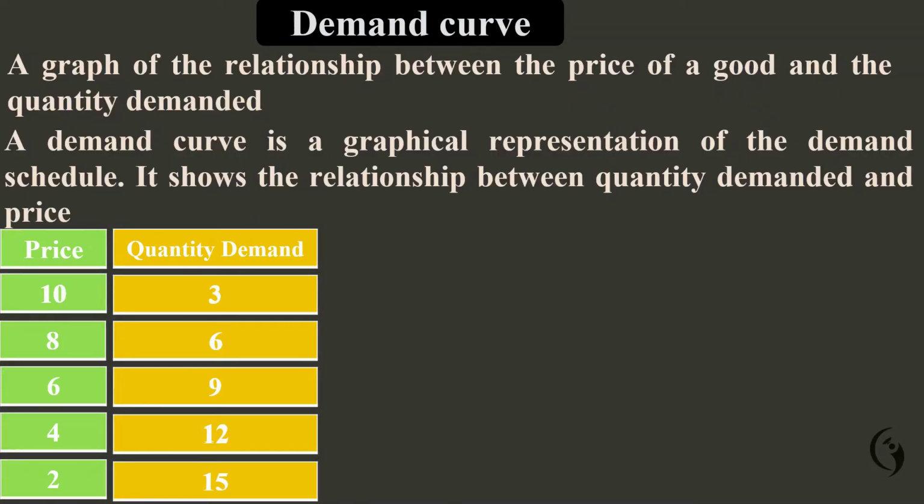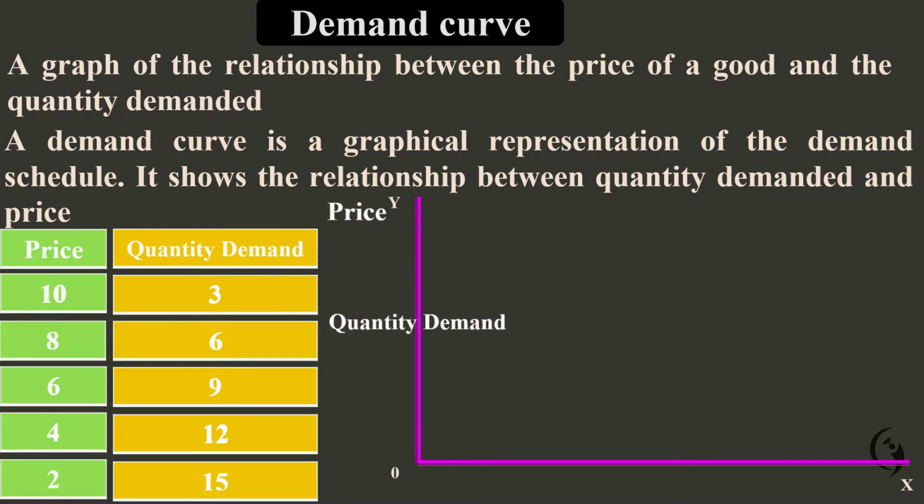Demand curve: a graph of the relationship between the price of a good and the quantity demanded. A demand curve is the graphical representation of the demand schedule. It shows the relationship between quantity demanded and the price. So based on the demand schedule, we can draw a graph, and this graph is called the demand curve. Here we show the price on the y-axis and the quantity demanded on the x-axis.